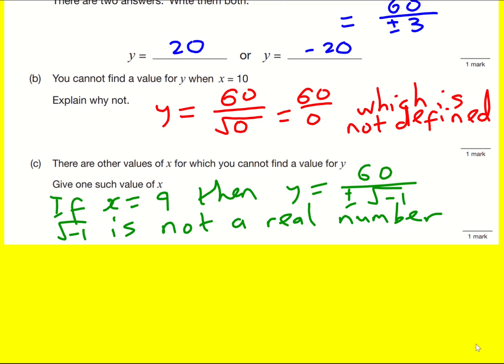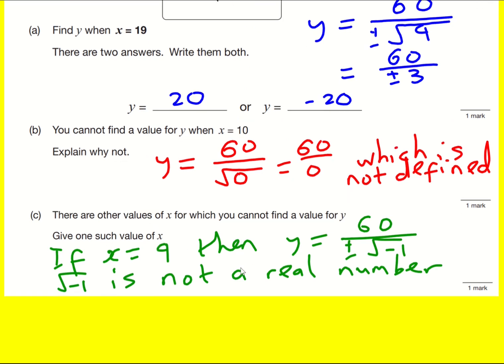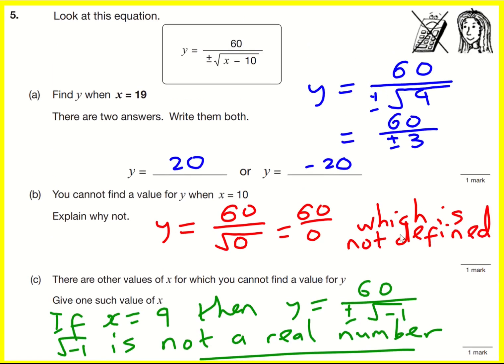For the purposes of it, the answers don't really say much. As long as you write down a value of x that is less than 10, you'll be okay. So we don't actually need the explanation, but this is the complete one in this case, if indeed we're only looking at real numbers.